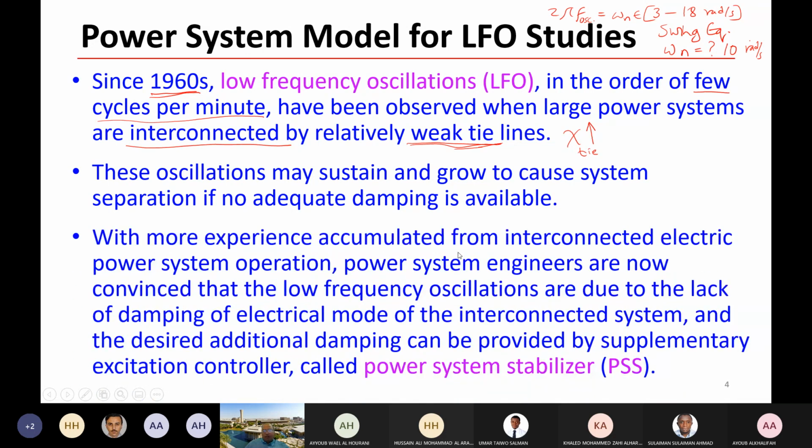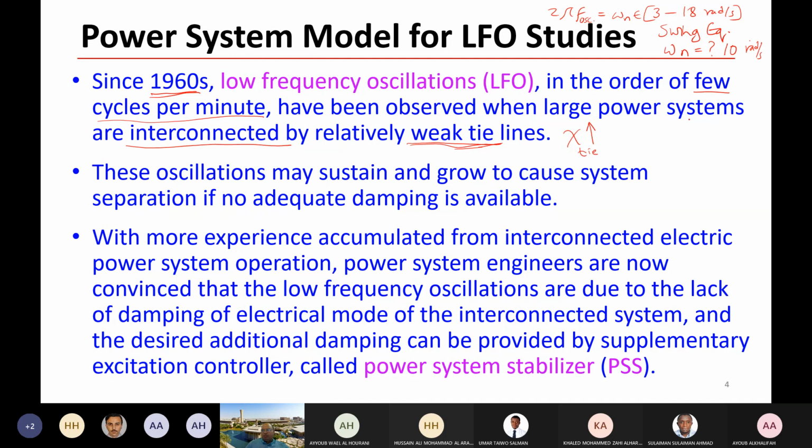With more experience accumulated from interconnected electric power systems operation, power system engineers are now convinced that the low frequency oscillations are due to the lack of damping of electrical mode of the interconnected system. And the desired additional damping can be provided by supplementary excitation controller called power system stabilizer. And the power system stabilizer will be installed in the excitation system.